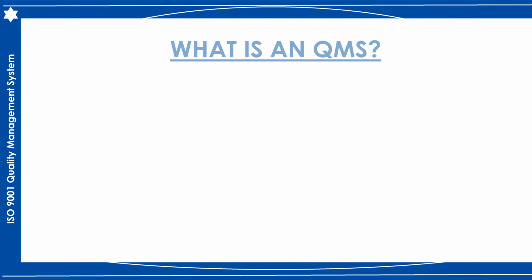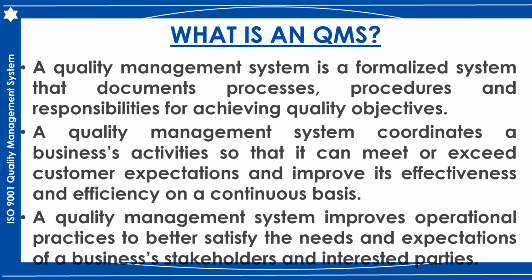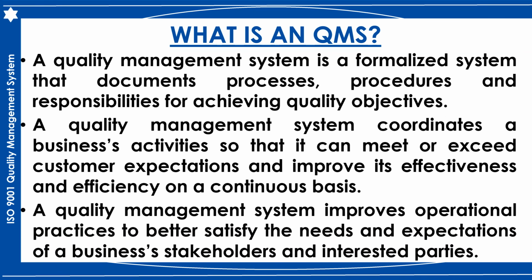What is a QMS? A quality management system is a formalized system that documents processes, procedures, and responsibilities for achieving quality objectives. A quality management system coordinates a business's activities so that it can meet or exceed customer expectations and improve its effectiveness and efficiency on a continuous basis. A quality management system improves operational practices to better satisfy the needs and expectations of businesses, stakeholders, and interested parties.